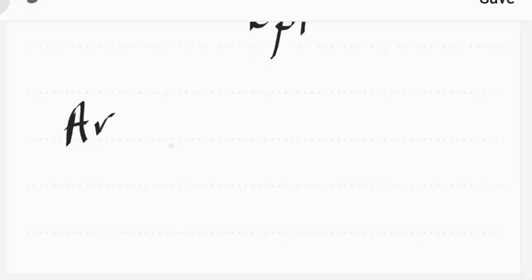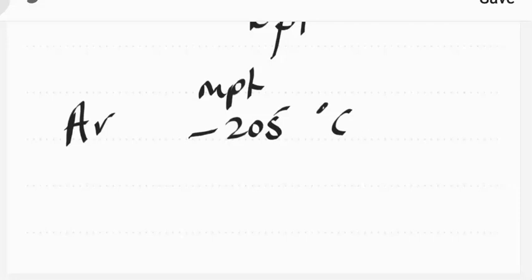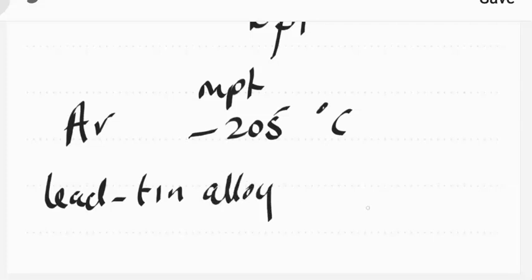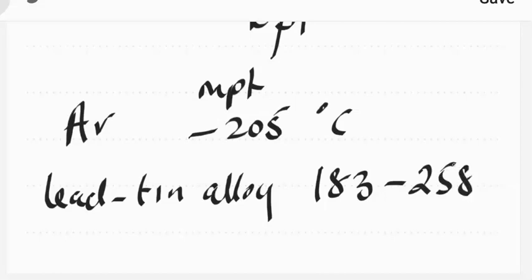Argon has a melting point of minus 205 degrees Celsius, but lead to tin alloy will melt between 183 to 258 degrees Celsius. It's impure because it's melting over a range of temperature.